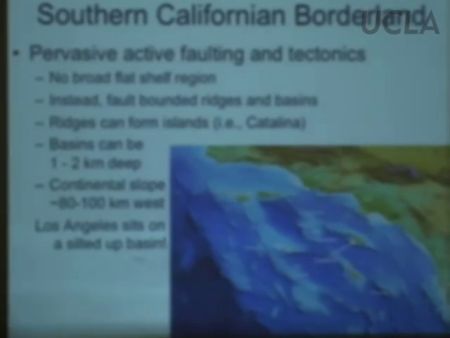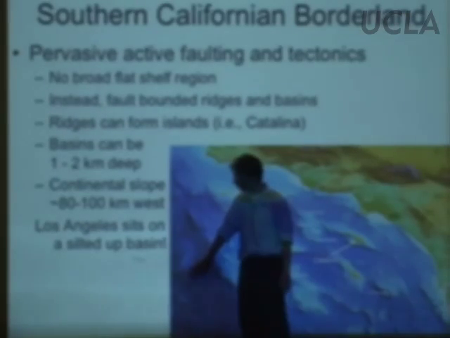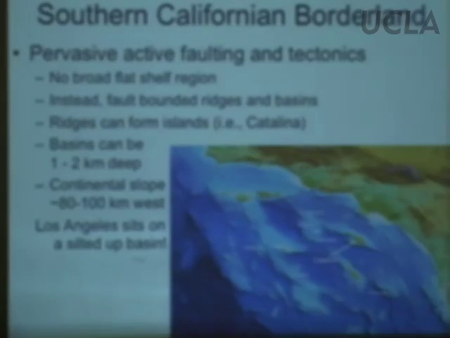We have ridges, some of which actually poke up above sea level to form islands like Catalina and the Channel Islands. And we do have a slope, which transitions into a fairly normal depth Pacific seafloor without a trench that occurs quite a ways offshore. Okay? So this is what you might call a hybrid or a mixed type of margin. It's not really active, it's not really passive, it's a funny kind.